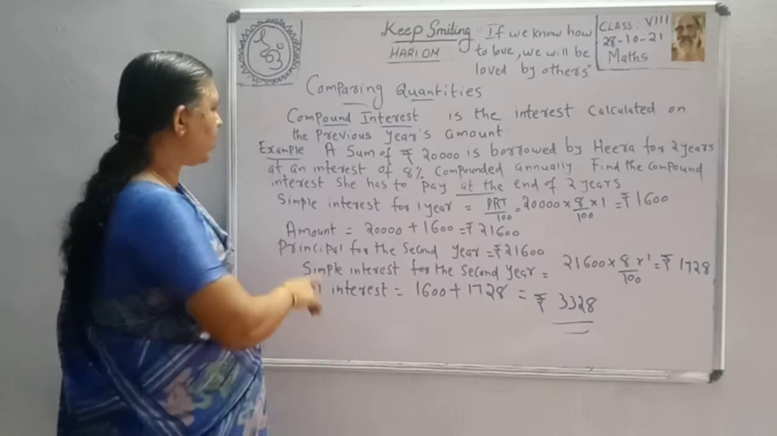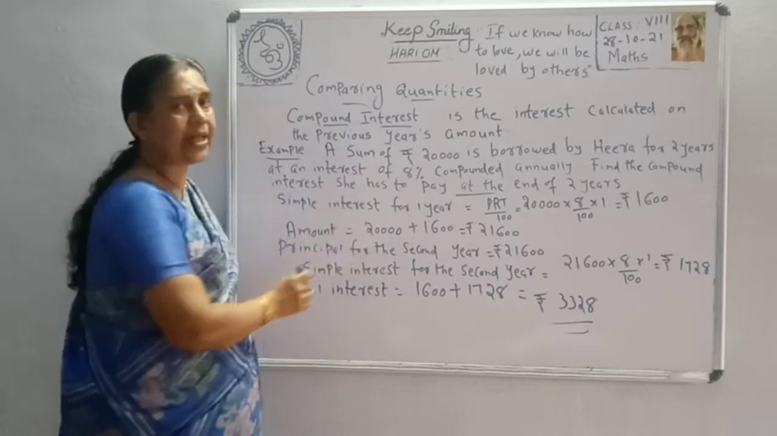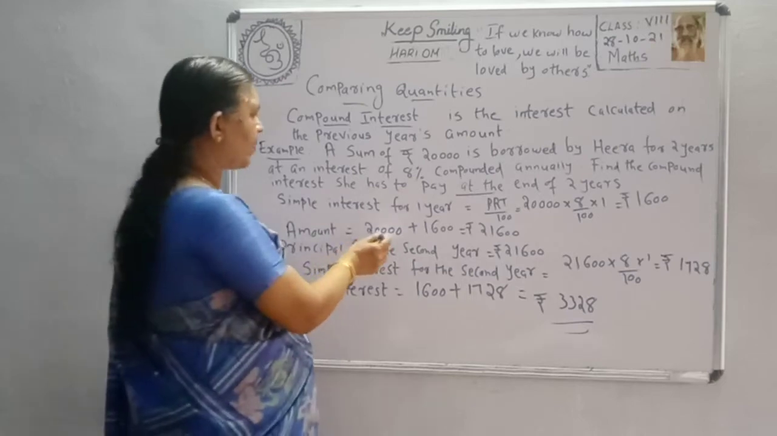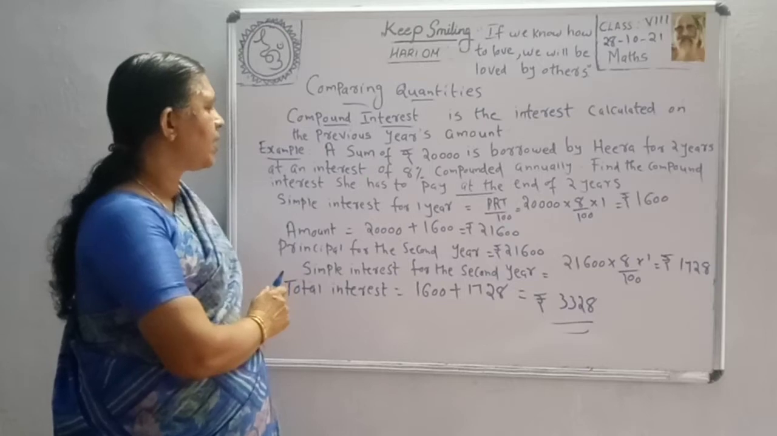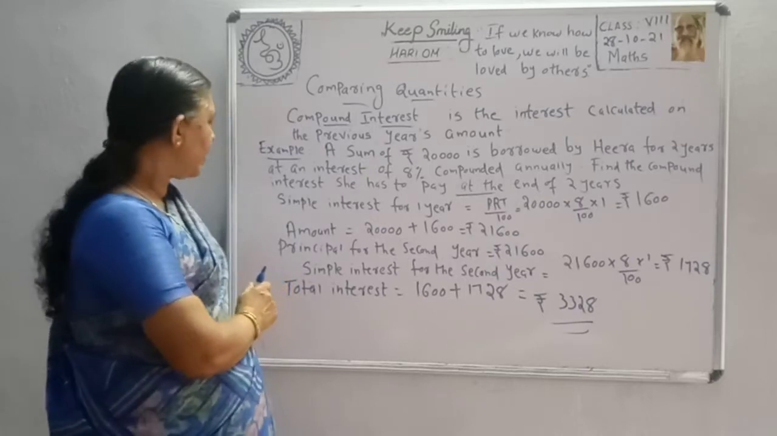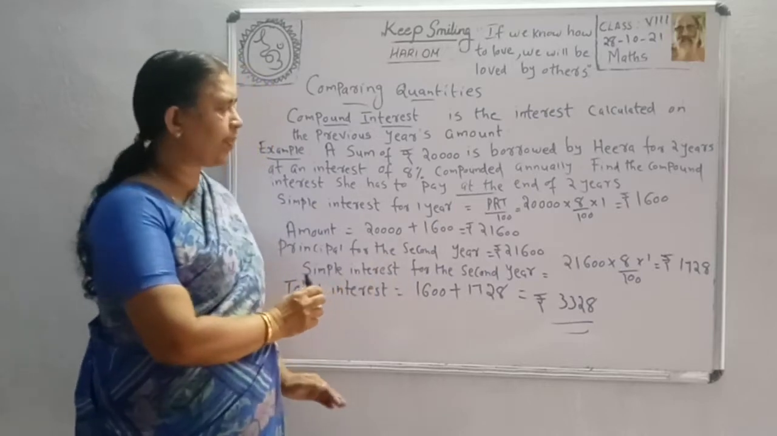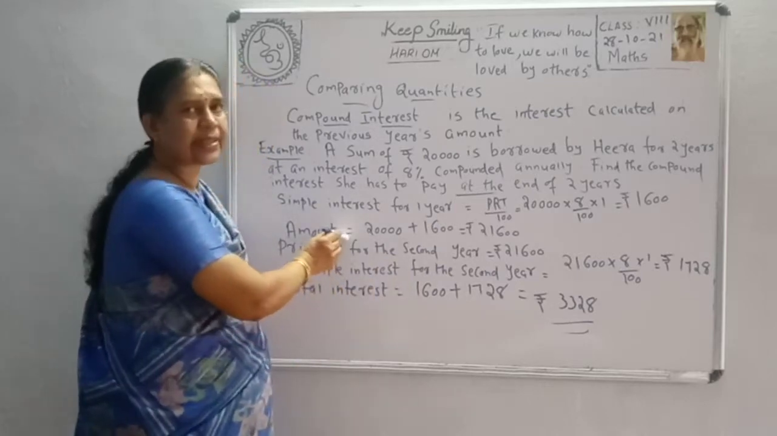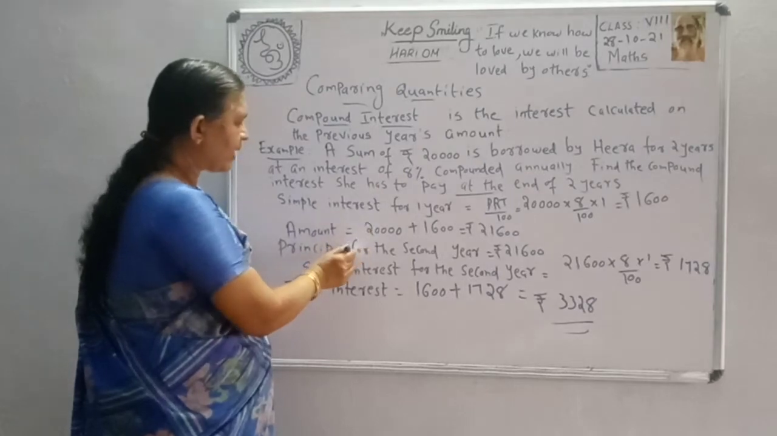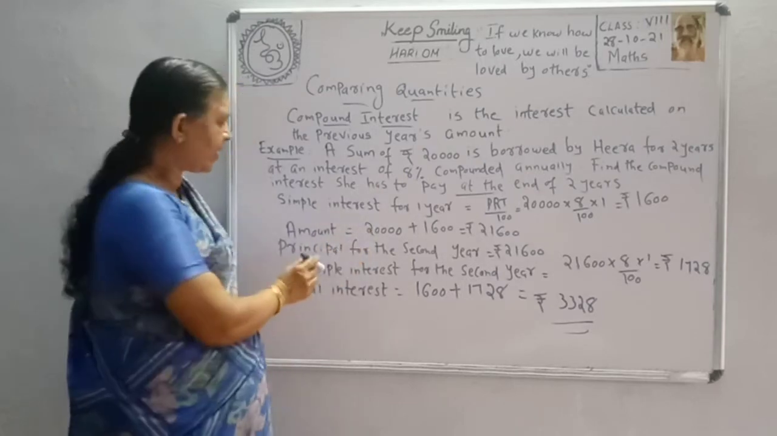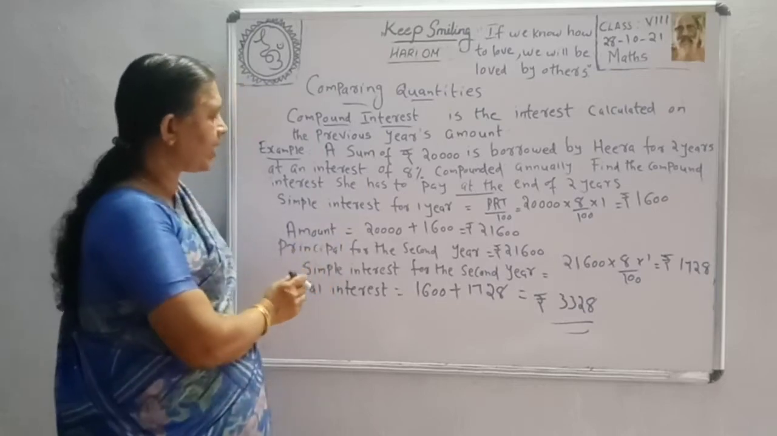Then what is the amount here? The amount is equal to principal plus interest. That is 20,000 plus 1,600, which is equal to 21,600. Then for the second year, we take the second year's principal as the first year's last amount. Here the amount is 21,600. Then for the second year, what is the principal? We take the principal as this amount. So the principal for the second year is this amount.